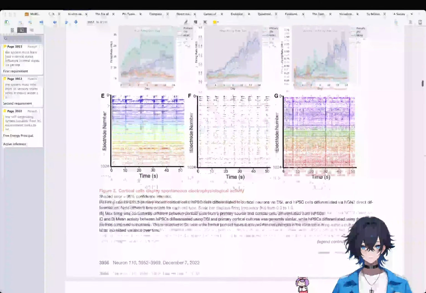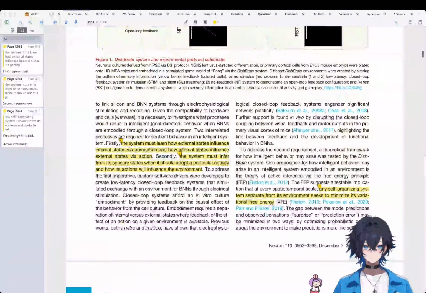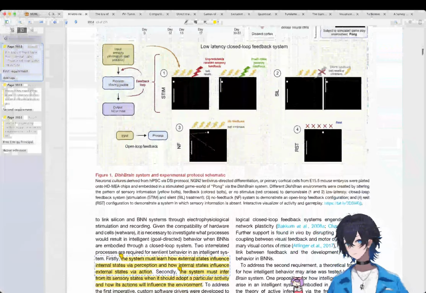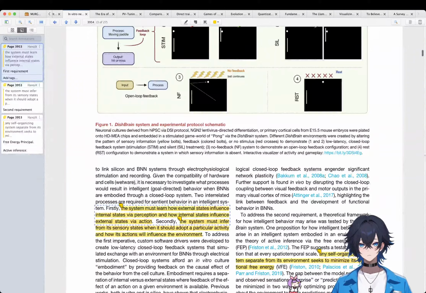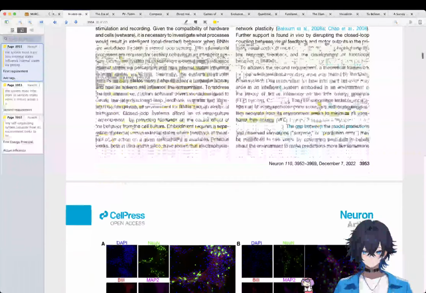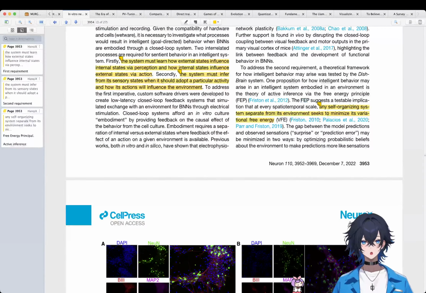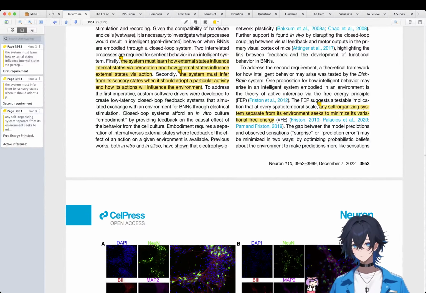Okay. Let's see. Training human neurons. Okay, yeah, looks like the main principle is neurons want to decrease their... well, it's based on the free energy principle. So neurons want to make sure they can predict future stimulus.